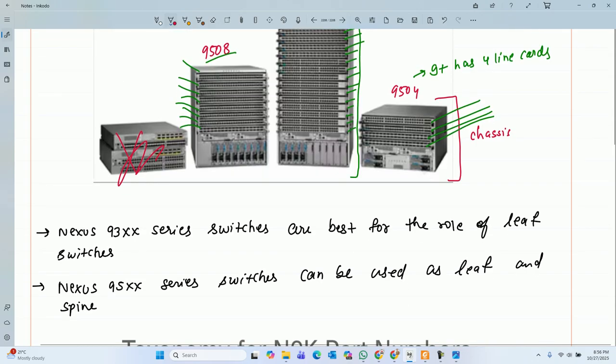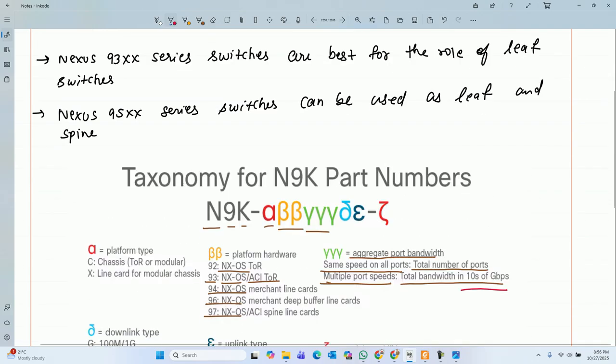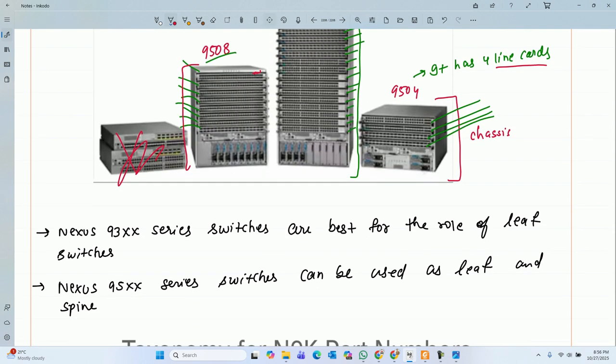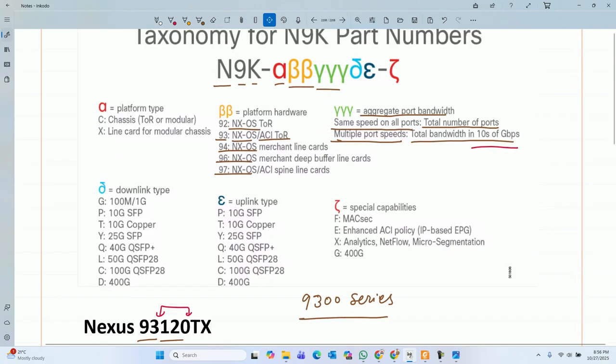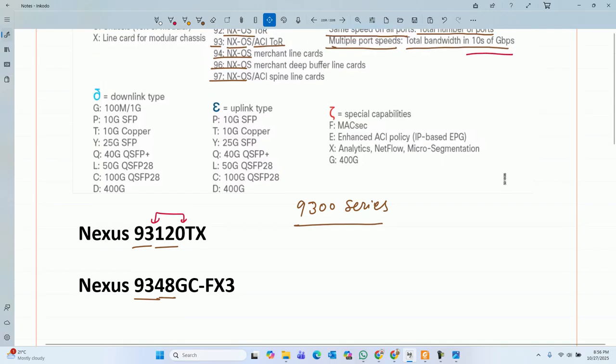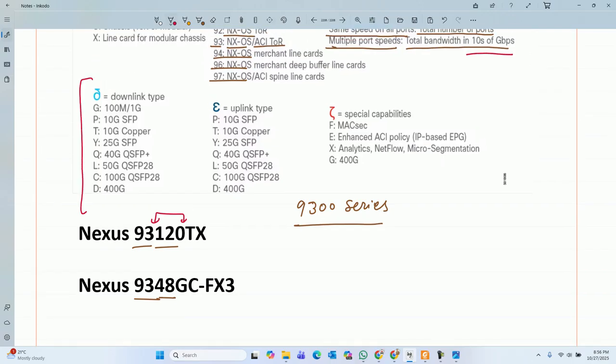This whole thing is known as the chassis, okay? But inside this, you are adding these switches, but they are not known as switches in this case. They are called line cards. To represent the line cards, you will see the X keyword, and to represent the entire chassis, you will see the C keyword, okay? Then here you see G, P, T, Y, Q, L, C, D.